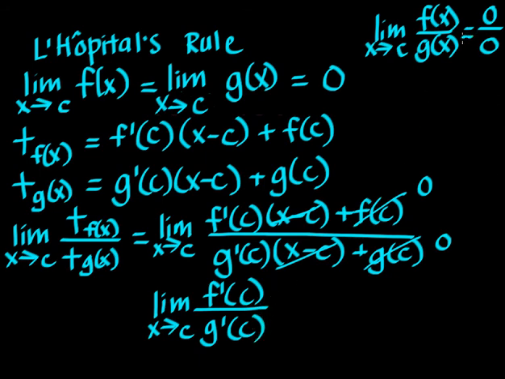So if you take a look at these two, they're supposed to be equal to each other. In other words, the limit as x approaches c of f of x divided by g of x is actually equal to the limit as x approaches c of the ratio of their derivatives, or their tangent lines. So I think that's pretty cool, and remember, this L'Hôpital dude figured this out.